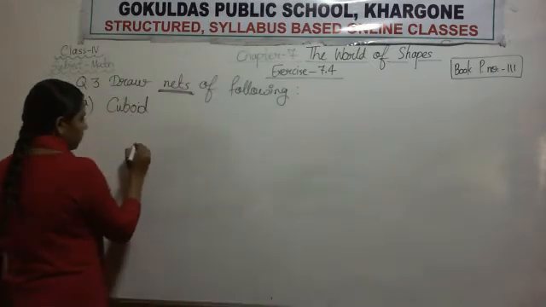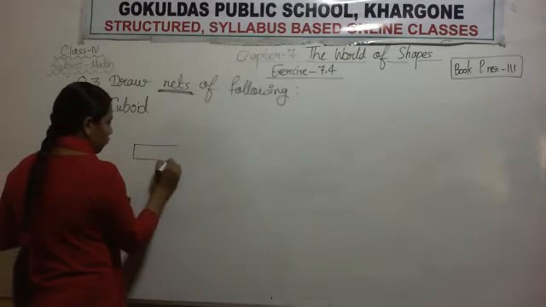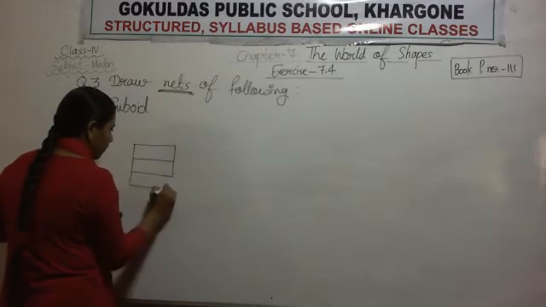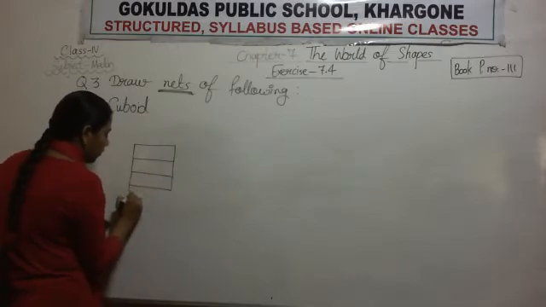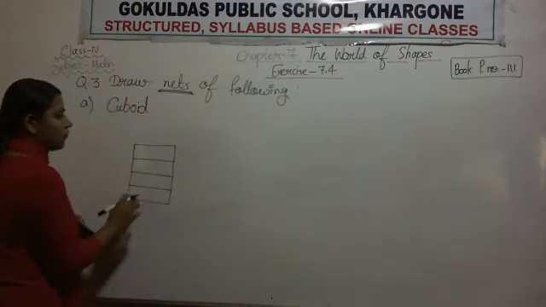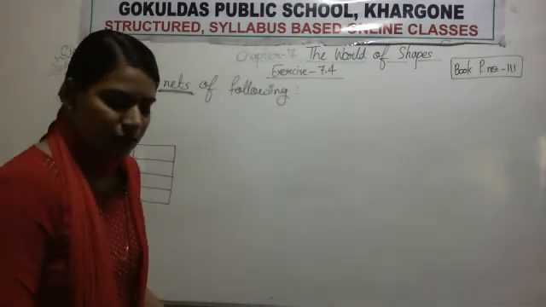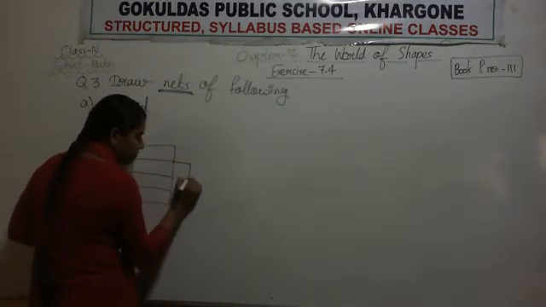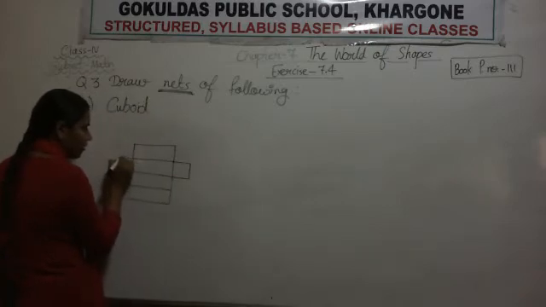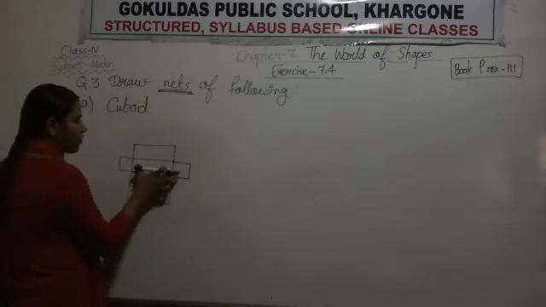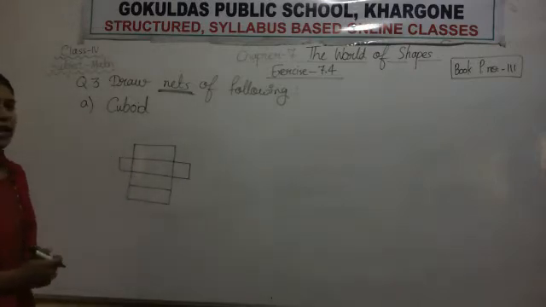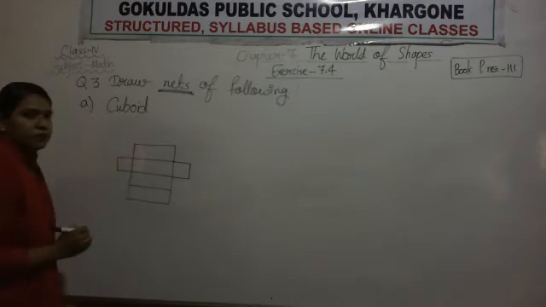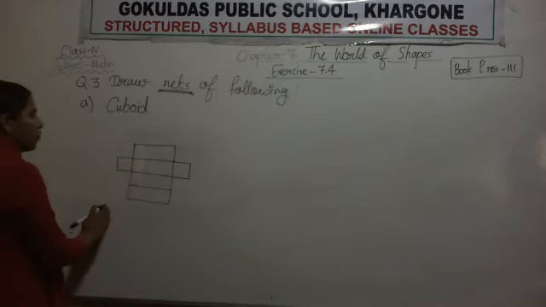Its net will be like 1, 2, 3 and 4. 4 rectangular faces. 4 equal rectangular faces. Both the squares should be equal. Okay, so it is the net of cuboid.